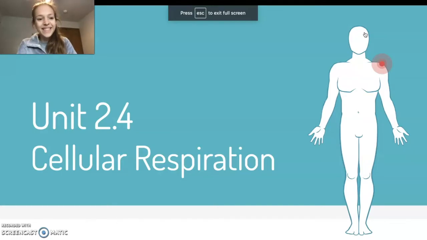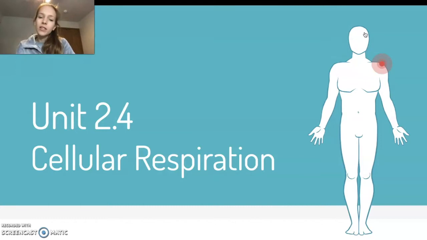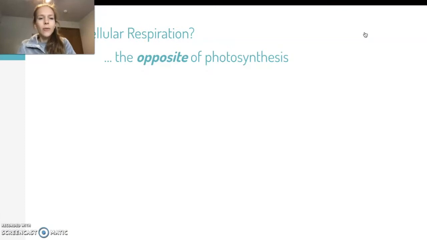Hey everybody, so today we're talking about cellular respiration, and we're going to look at that through the lens of human beings and the human body, which is why you see this anatomical looking background. So let's get started with what is cellular respiration?